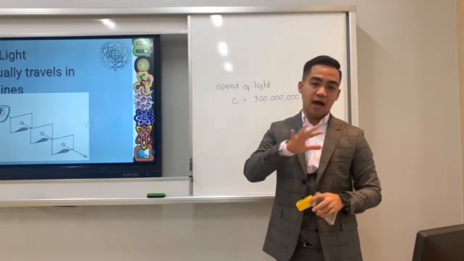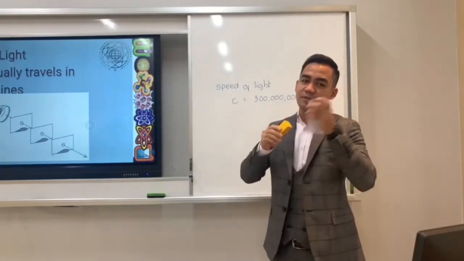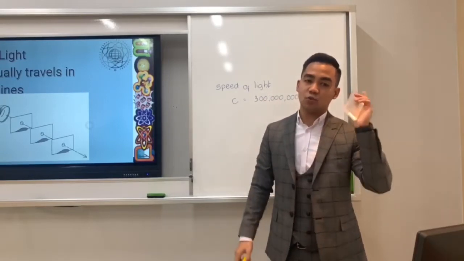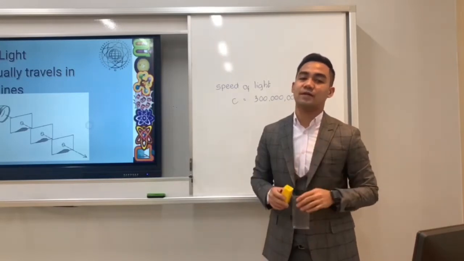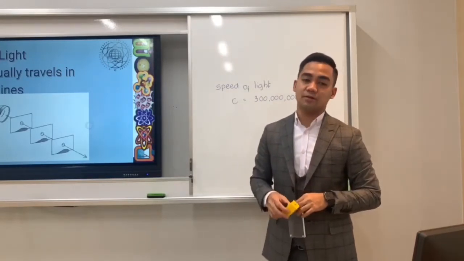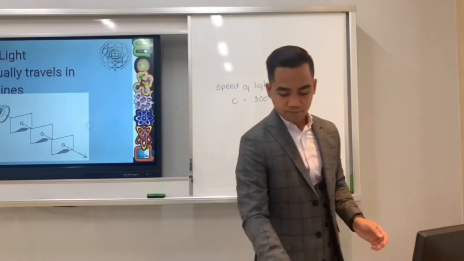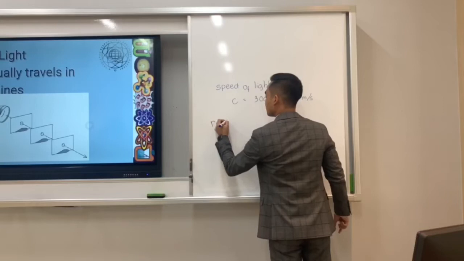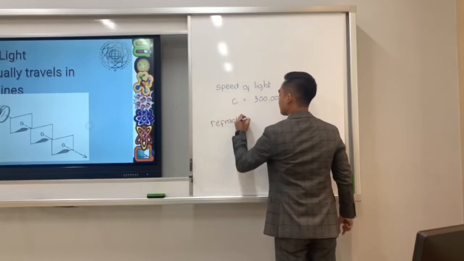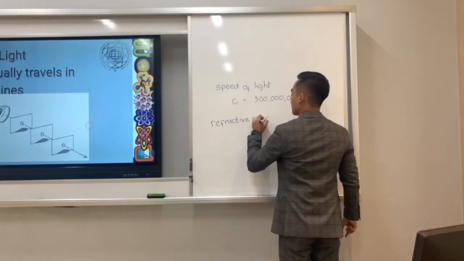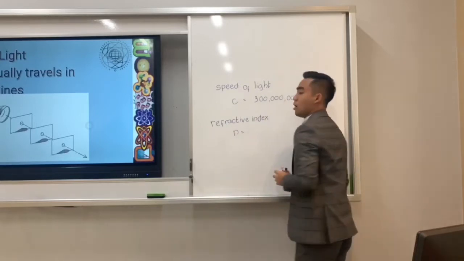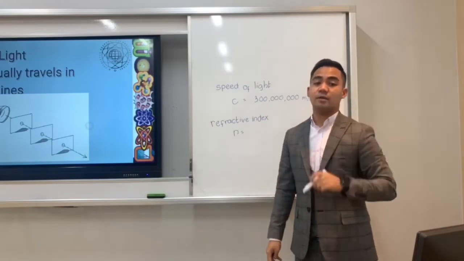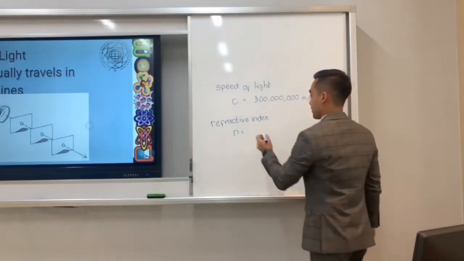If the speed of light is halved when it enters a material, for example, the refractive index is 2, and so on. Hence, we can write an equation for the refractive index, N, of a material. N is equal to the speed of light in a vacuum divided by the speed of light in the material.